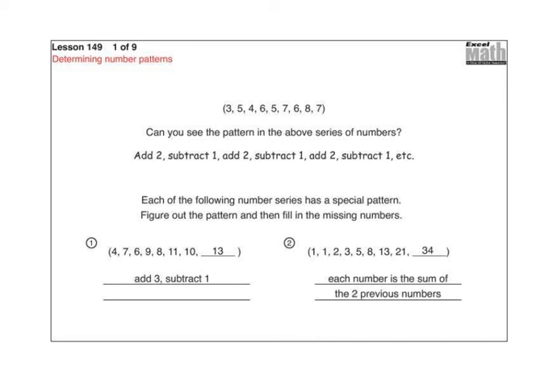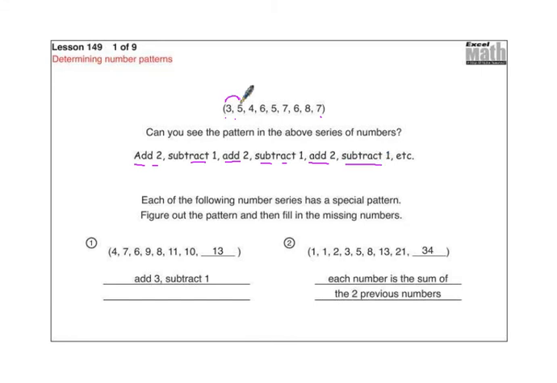So can you see the pattern in the above series of numbers? We got 3, 5, 4, 6, 5, 7, 6, 8, 7. Can you see a pattern there? Kind of tricky to see at first. Here's the pattern. Add 2, subtract 1. Add 2, subtract 1.